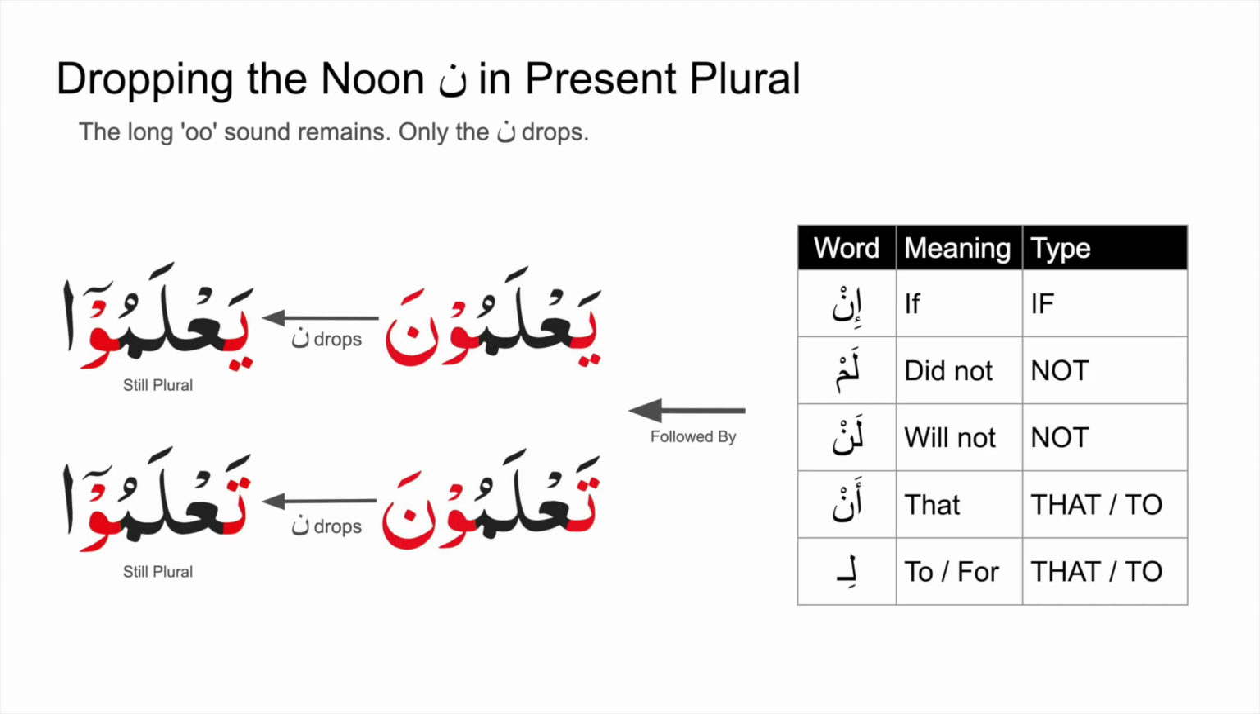When you see una at the end of a present verb, it usually means they. Sometimes a small word comes before the verb. Words like if, not, or that, or to. When that happens, the noon drops. The long oo sound remains, so the verb may now end with wow. Sometimes the aleph is simply added to extend the oo sound in writing. It is still plural. You do not need to memorize this. Just recognize the pattern.